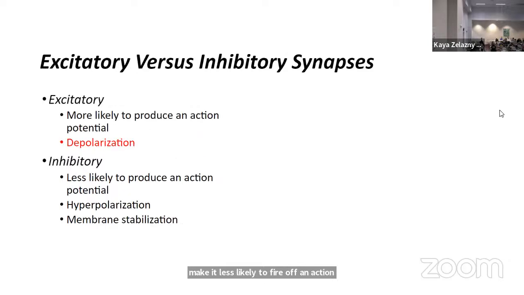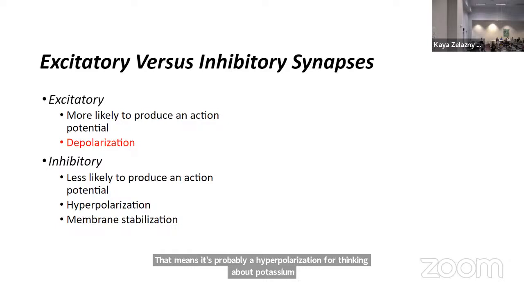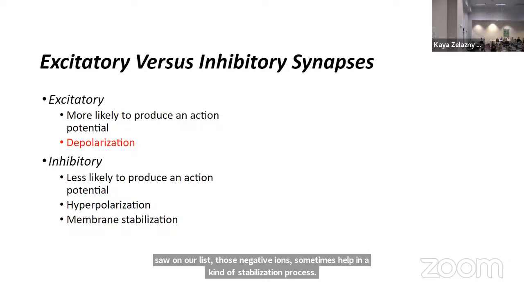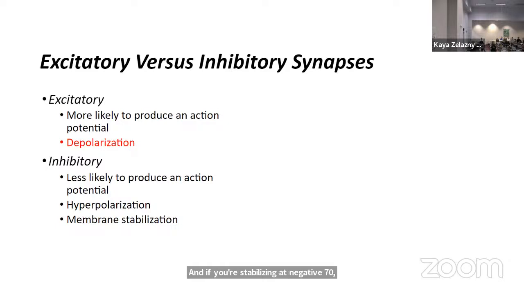So excitatory, more likely to produce action potentials. This means it's going to be a depolarization of some type. If we talk about something as inhibitory, this means it's less likely to produce an action potential. That means it's probably a hyperpolarization if we're thinking about potassium. We can also see some membrane stabilization happening if we think about chloride ions. So the only anion that we saw on our list of negative ions sometimes helps in a kind of stabilization process. And if you're stabilizing at -70, you're less likely to get the threshold up to -55. So that would still count as inhibitory.